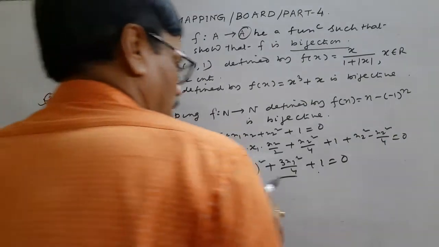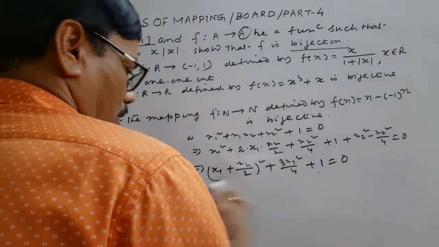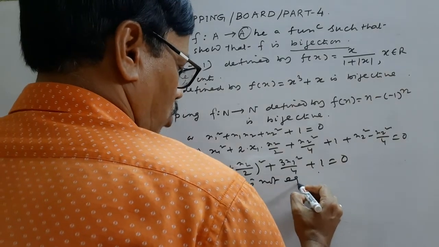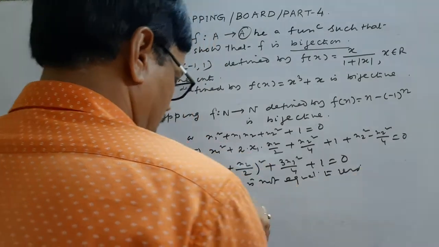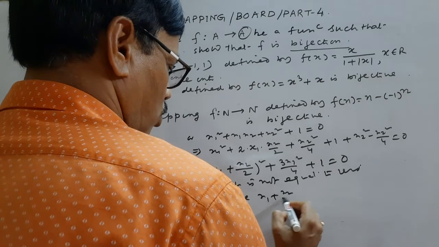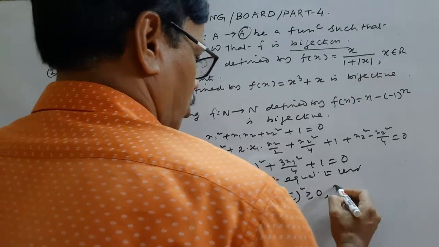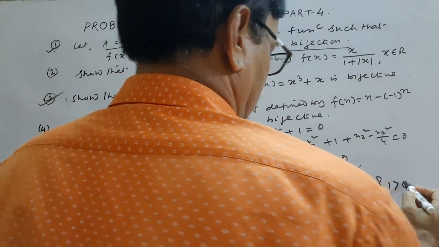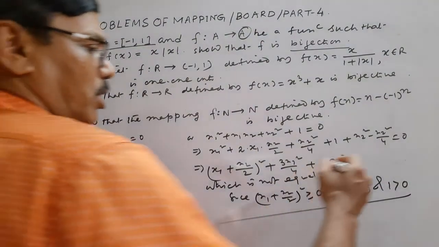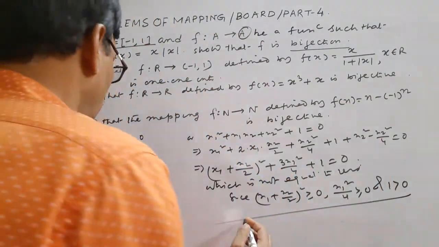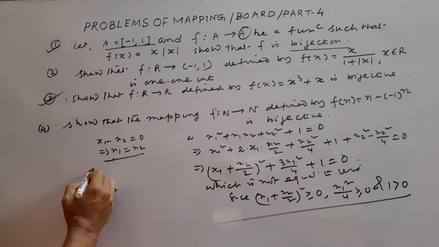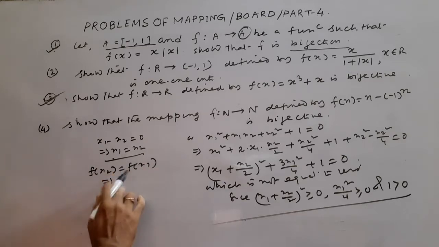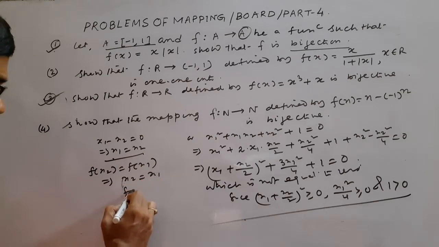So this is not equal to 0, since (x1 plus x2 by 2) whole square is greater than or equal to 0, 3 x2 square by 4 is greater than or equal to 0, and 1 is greater than 0. So this option is not possible. So what is the only option? x1 equals x2. Therefore f(x1) equals f(x2) implies x1 equals x2. So f is one-one.